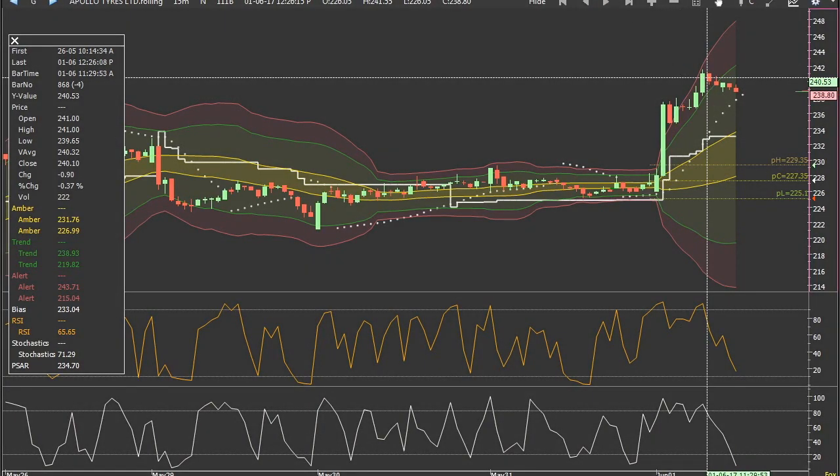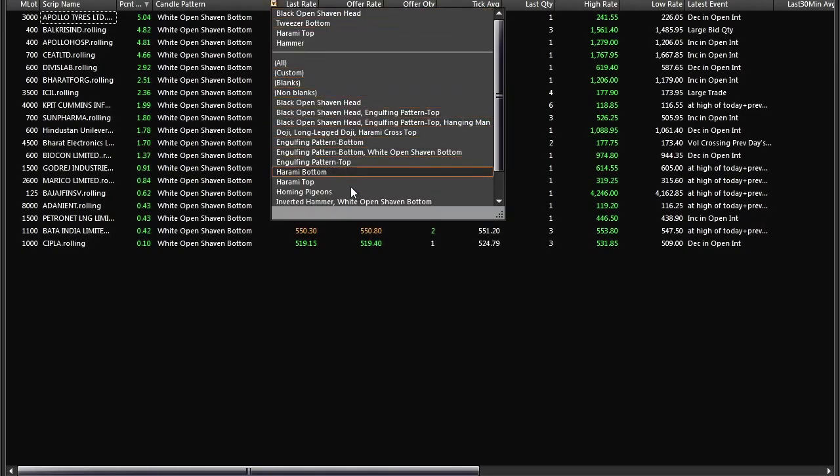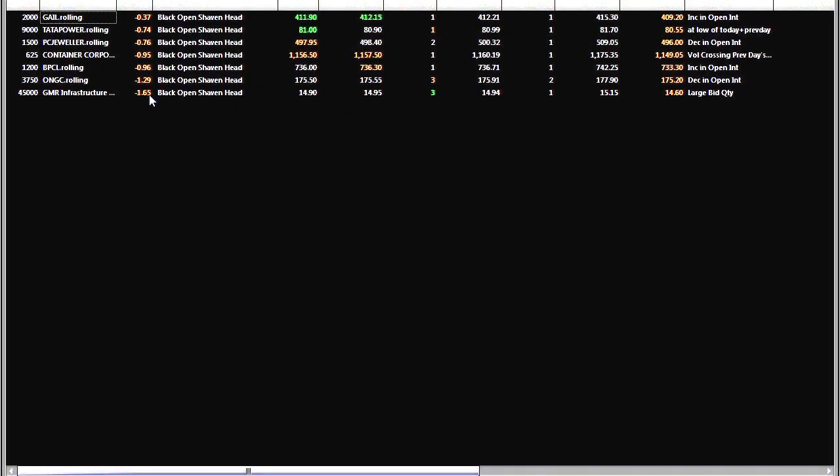In fact, it will be good if we go to this list. As we come to this list, you will notice that whenever we have an opening low, there is a high tendency for the stock that day to keep momentum on the upside. The mirror image of that is the black open shaven head. These have a tendency to stay on the downside.